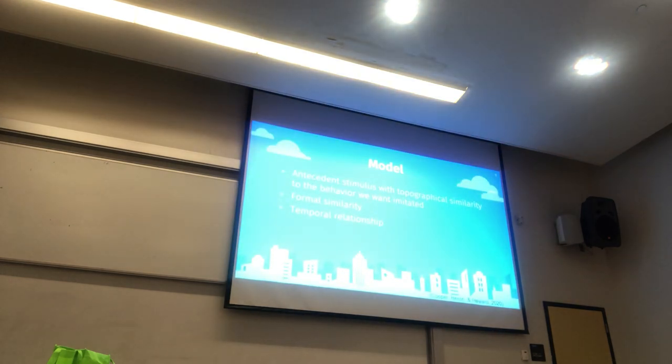The model is an antecedent stimulus with topographical similarity to the behavior that we want imitated. It should have formal similarity. What we mean by this is that the model and the imitator's behavior should physically resemble one another, so they should look alike or sound alike. And then there should also be a temporal relationship. That just means that the imitator should be engaging in the response within close proximity to when the model engaged in the response. There is delayed imitation, but for modeling in this sense, we're going to refer to temporal relationships.